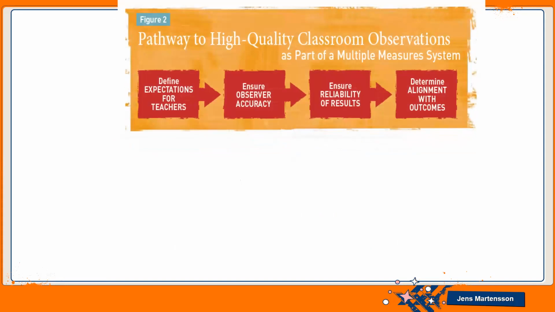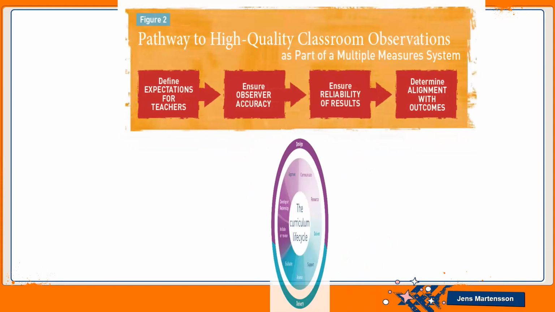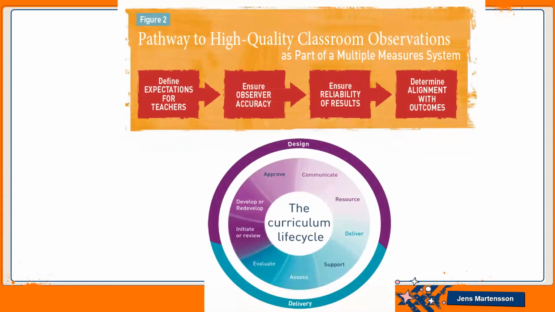So you define the expectations for teachers. That's from the school-wide responsibility. Ensure observer accuracy, ensure reliability of results, and determine alignment with outcomes. That is all that forms 21st century learning.